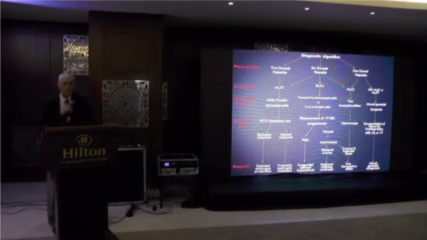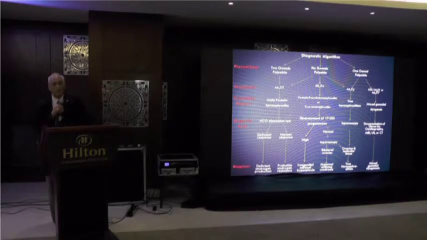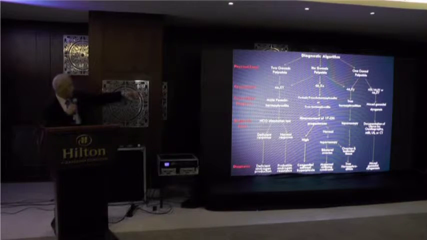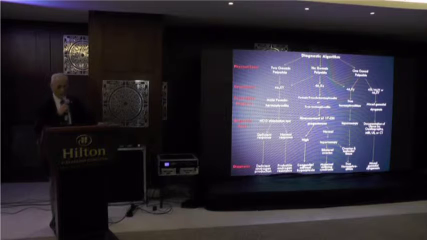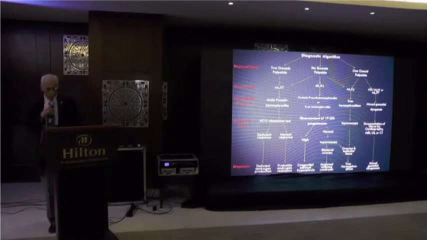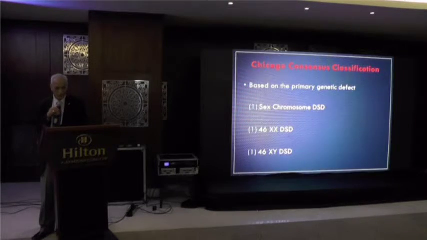This is the diagnostic algorithm proposed by Griffin in 1992. It is an easy algorithm which is applicable till now. According to physical examination of the external genitalia, if you have 2 gonads, 1 palpable gonad, or no gonads palpable, you will go through karyotyping, and it gives you all of the 6 varieties of intersex.